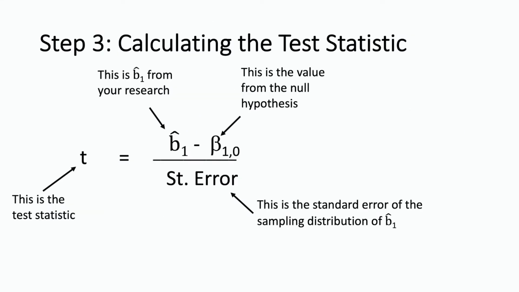So the third step in doing a hypothesis test is calculating the test statistic. The formula for calculating the test statistic is B1 hat, again, that's the estimated coefficient corresponding to education from my research. And I subtract from that the value from the null hypothesis, which is beta 1 naught, which of course in our hypothesis is equal to 0. And you divide that by the standard error of the sampling distribution for B1 hat.